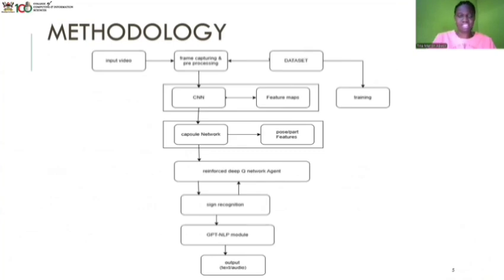Then this image gives you a rather detailed structure of how our system works. It incorporates the aspect of deep Q learning, natural language processing, and computer vision, where you're going to input your video. It will be processed using the CNNs, the CapsNet, just as I've said. Then it will be able to translate and give you an output either in text or audio.